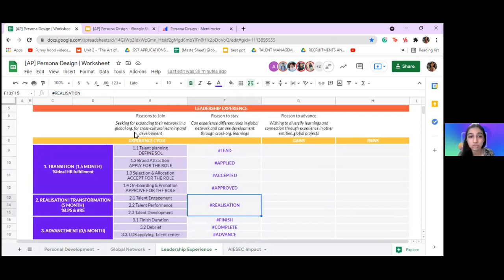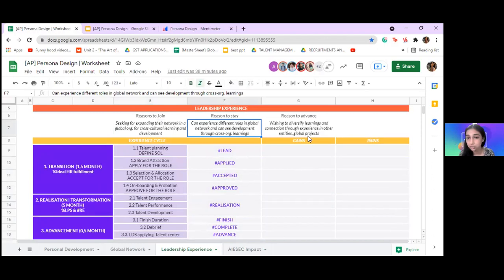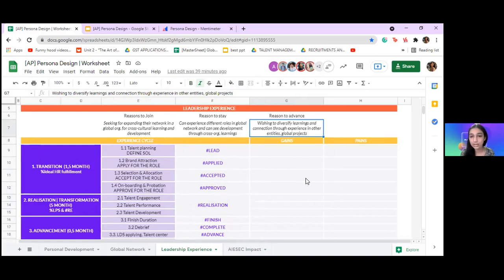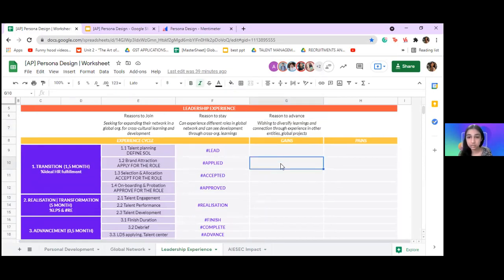I've also mentioned the reasons to join, stay, and advance for each tab, so that you do not go haywire. Just understand what would be the reasons for these people. And you have to do a very simple thing. You have to write, as a customer or as a member experiencing this role, what would be your gains in different phases, and what would be your pains in different phases. Understood? If you have understood, give me a thumbs up.